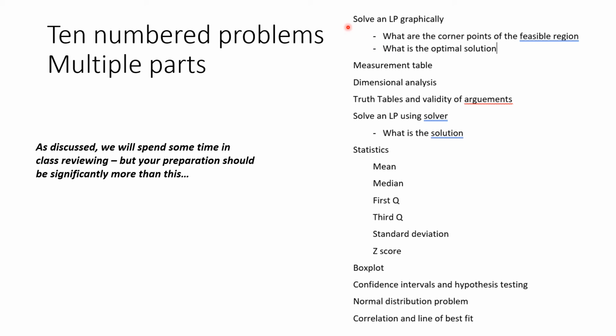So here are the problems. I will ask you to solve a linear program graphically. We used Desmos for this in class. You can do it different ways, and I will let you have access to Desmos. What are the corner points of the feasible region? And what is the optimal solution? We'll have a measurement table. We'll have a problem on dimensional analysis, a problem on truth tables and validity of arguments, solving an LP using Solver, a bigger LP, and what is the solution?